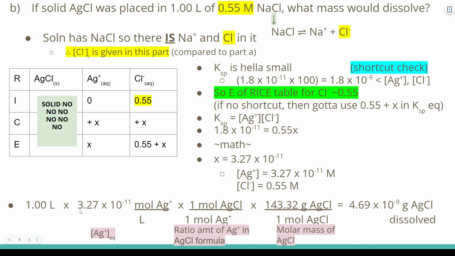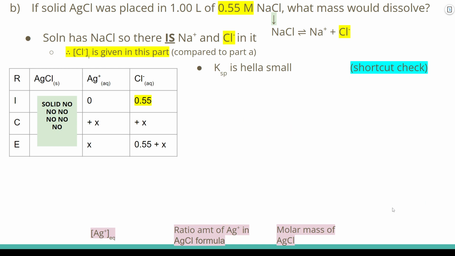I have the concentration of Ag plus ions from equilibrium, because that's what this is. And then here is the ratio that I skipped in the previous part. So for every 1 mole of Ag plus, I have 1 mole of the compound. So in this compound, there's only one. There's an invisible 1 here, so that's where that 1 comes from. And then I took the molar mass of this, and so I get how many grams of AgCl would dissolve. Now notice it's 10 to the negative 9.